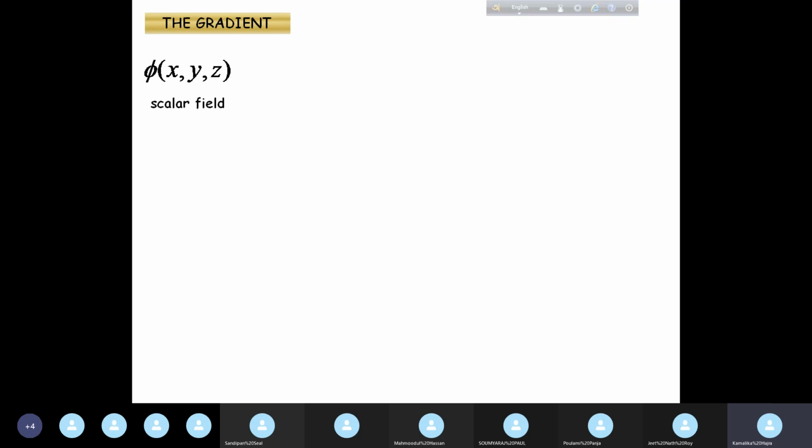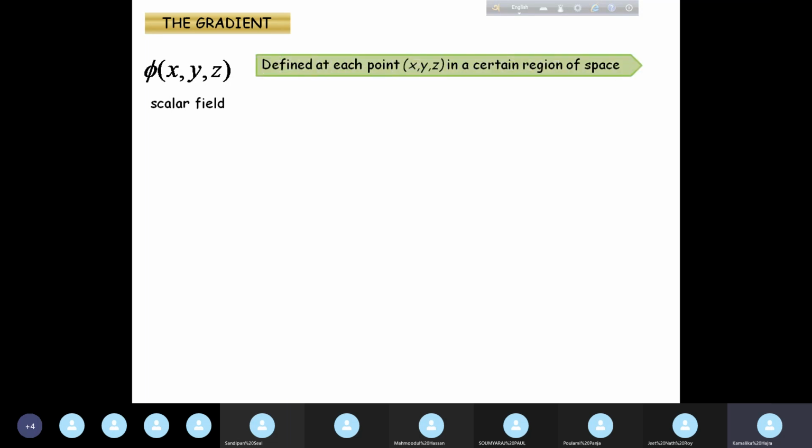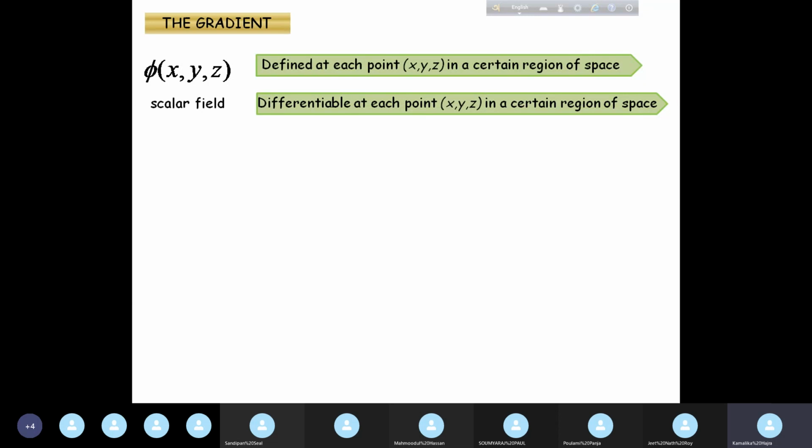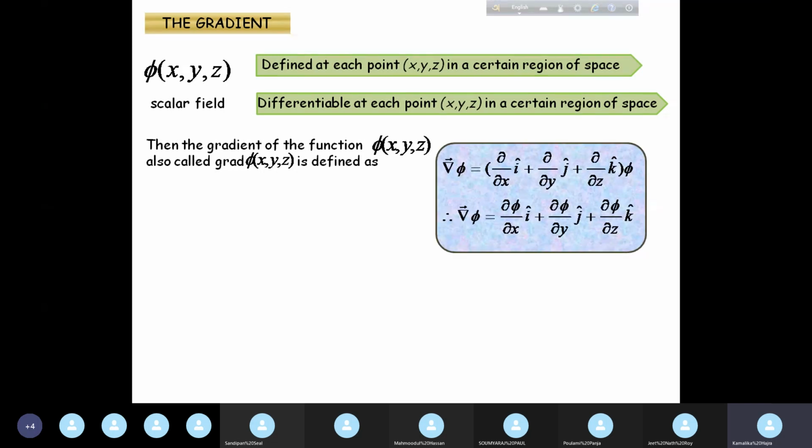If phi, a function of x, y, z, is a scalar field, then phi is defined at each point x, y, z in a certain region of space, and it is differentiable at each point x, y, z in that region. Then the gradient of the function phi, also called grad phi, is defined like this. Now I am no longer using the equivalent sign, I'm writing equal to, because here grad is operating on phi. So grad phi is equal to del phi by del x i cap plus del phi by del y j cap plus del phi by del z k cap. You can see that we are taking partial derivatives of phi, because phi is a function of x, y, and z. When you are taking the derivative with respect to x only or y only or z only, we are referring to partial derivatives.